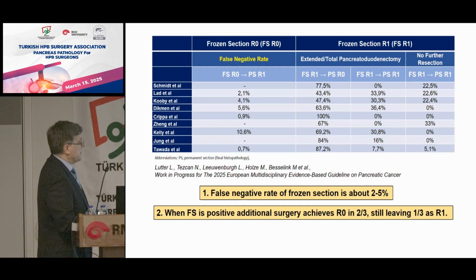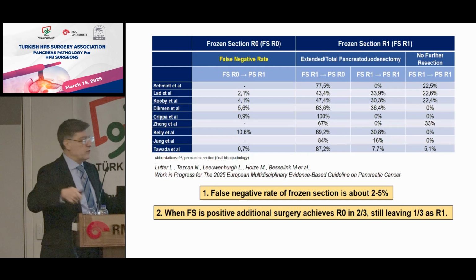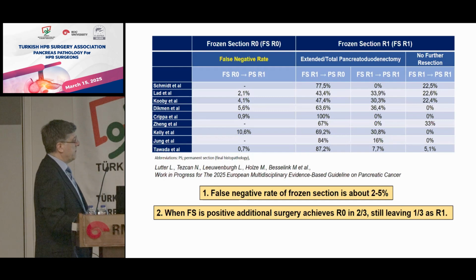Now, this part here, I'll just summarize to you. When frozen section is positive, additional surgery achieved R0 in 2/3 of the cases, still leaving 1/3 as R1. So because you expand your surgery, you think there is no tumor there, but actually microscopically we find tumor. So yes, 60%, but leaving about 30% even with additional surgery.